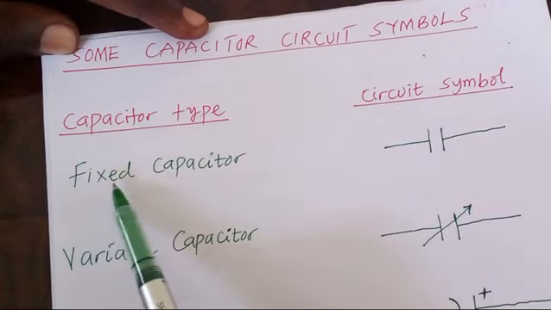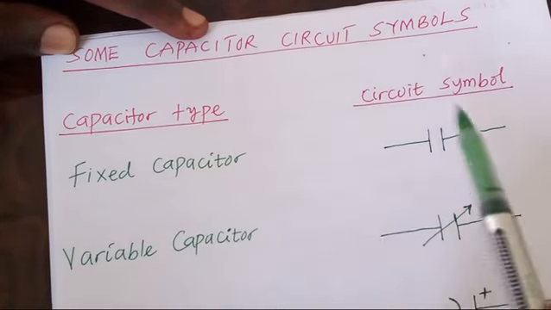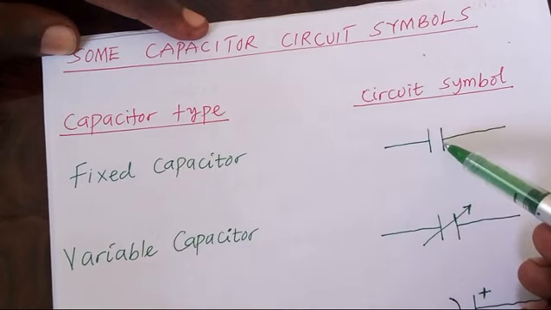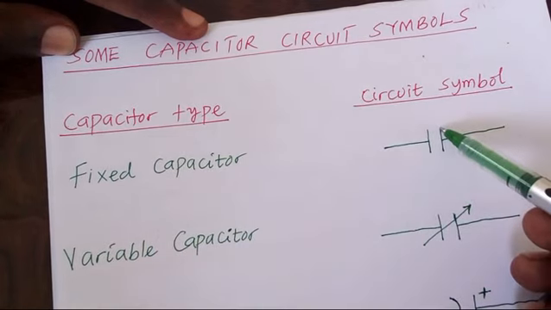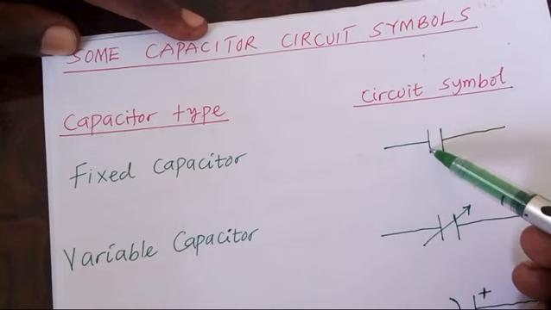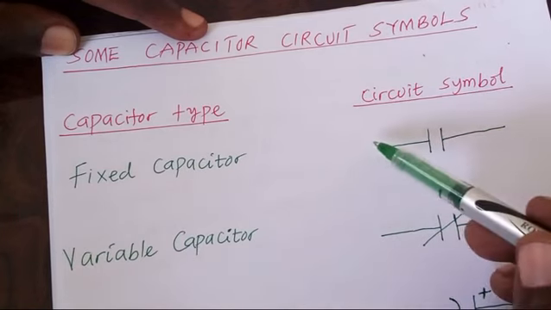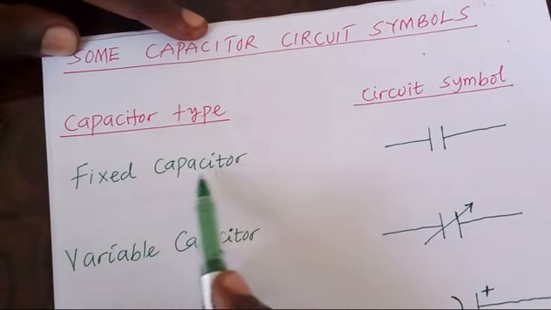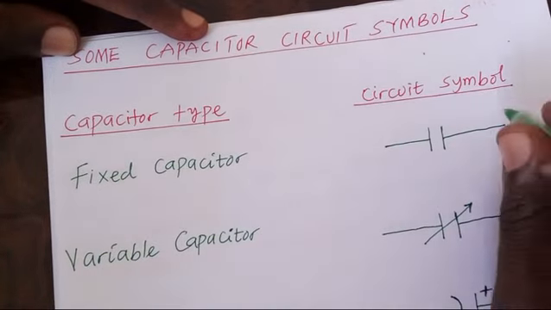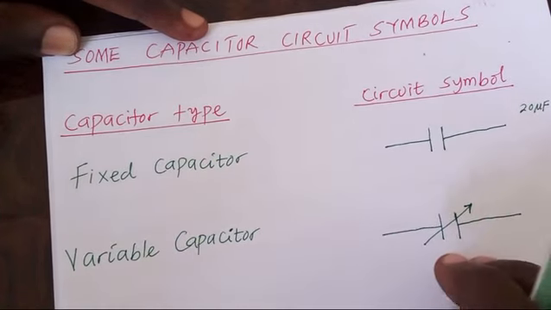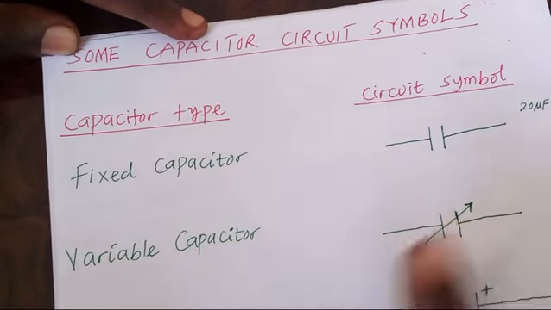If you have a fixed capacitor, then the symbol is this one. You will see that these vertical lines are of equal length. When you see something like this, it is a capacitor, and the capacitor value is fixed, meaning it does not change at all. If it is 20 microfarad, this 20 microfarad will not change.